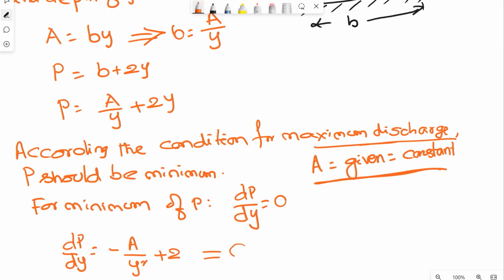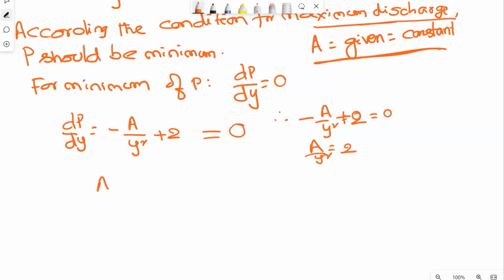And what is the condition I mentioned? This should be equal to 0. Therefore, basically, if I write it here, minus a by y square plus 2 is equal to 0. So, a by y square is equal to 2, right? A is equal to b y. Therefore, b y divided by y square is equal to 2.